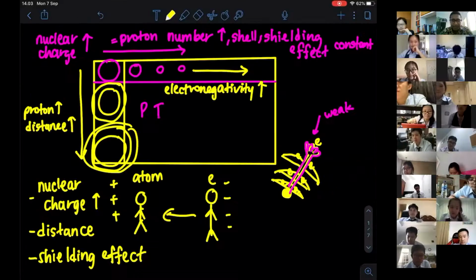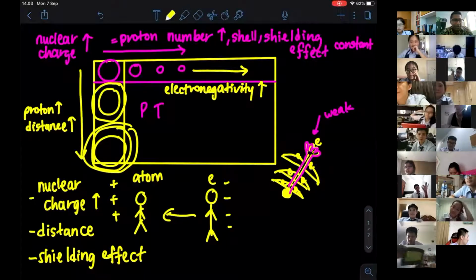Okay, can you see me? My connection is not so stable, but you can see here.